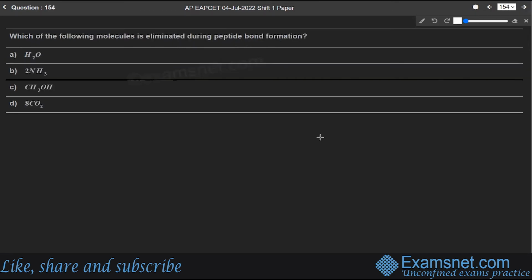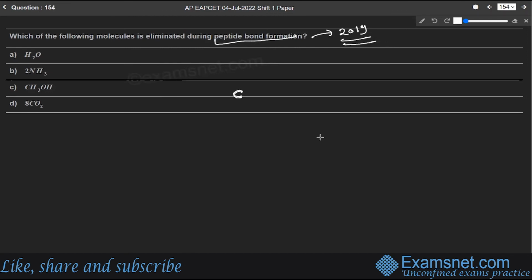Question 154. Let's see what the question states: which of the following molecules is eliminated during peptide bond formation? Again, the question is from biomolecules, the 12th chemistry organic portion. Let's see how you solve this question. This is even a repeated PYQ; in 2019 it was repeated. Let's see how this goes.